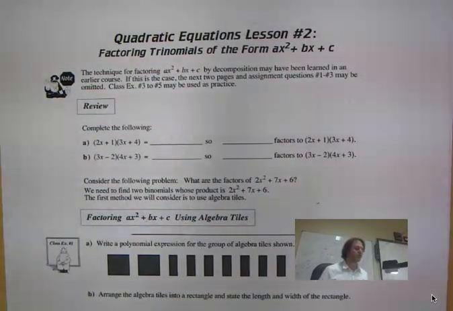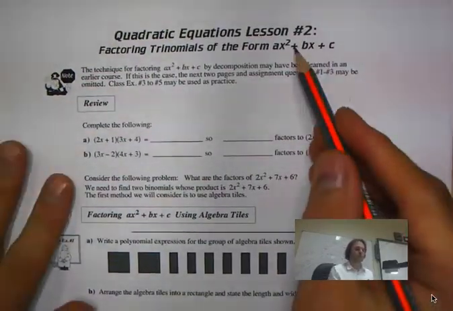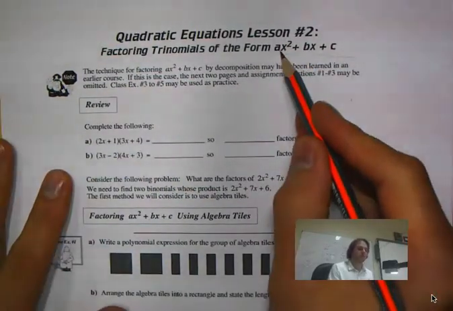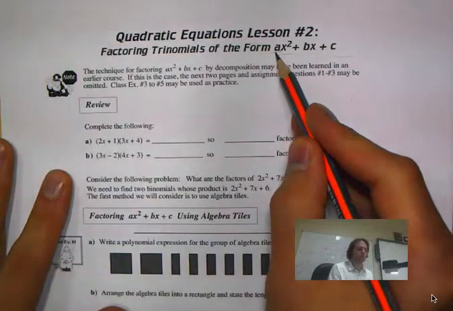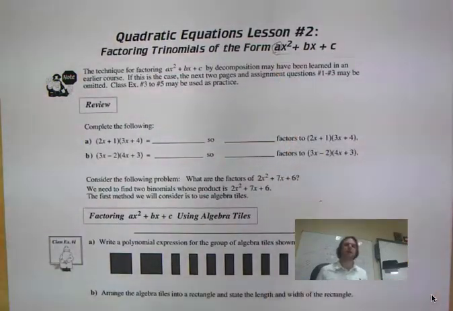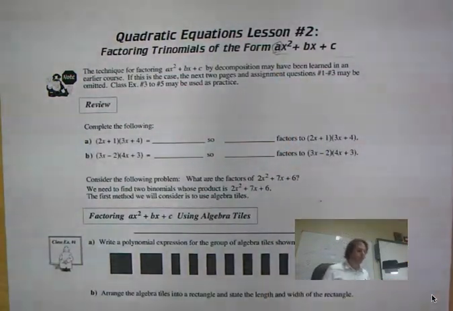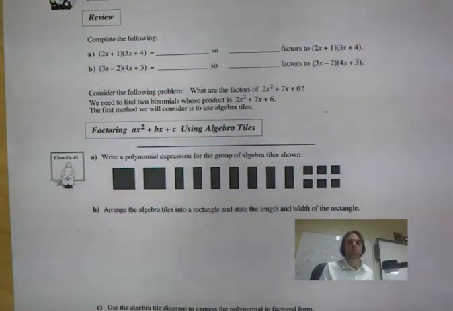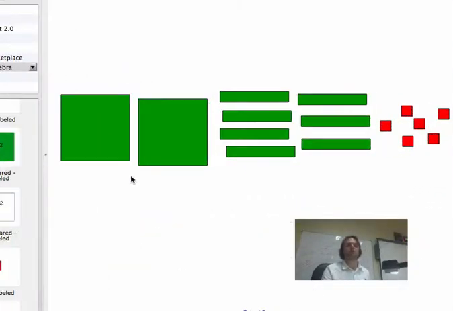Today we're looking at factoring trinomials in the form ax squared plus bx plus c, but the only difference is today we're going to look at when we have a leading coefficient of a. Okay, so here we go. This question I have set up for us on Notebook to try and solve. So let's take a look at this.